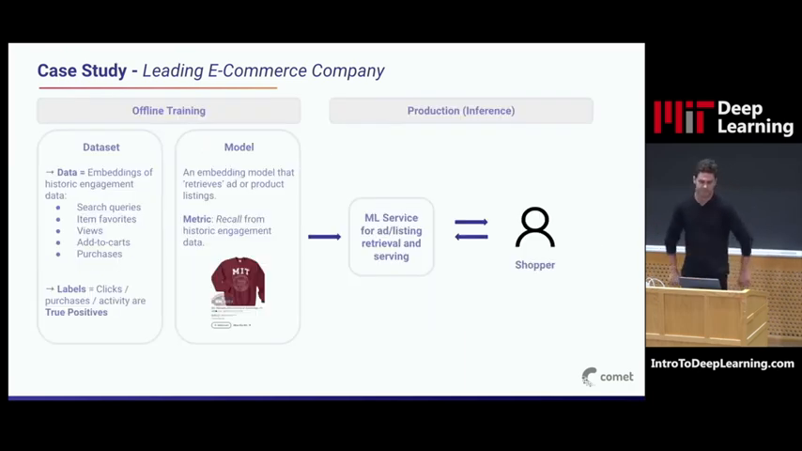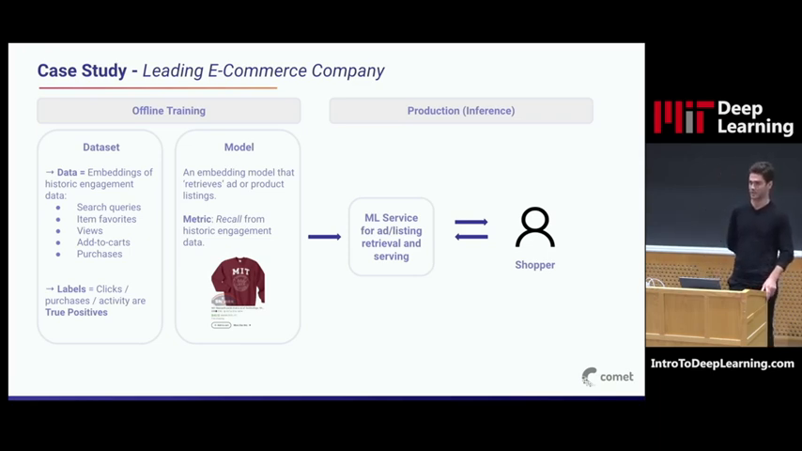So in this case, our data set is embeddings of historic engagement data. This is a little bit interesting, and there are a handful of good papers on this if you want to learn more. But this data set is actually of much more than actual purchases. It includes other activities that a user might engage in during a session on a website that are directionally suggestive of leading to a buy. So search queries, item favorites, views, add to carts, and purchases are all labeled as true samples in this case.